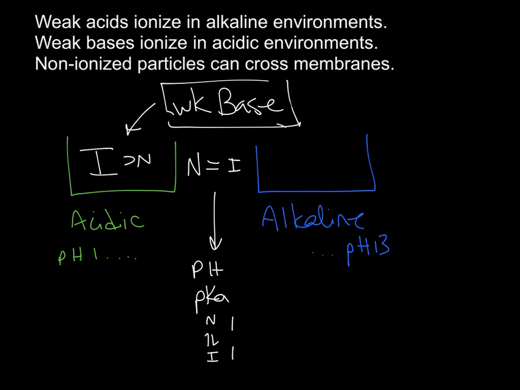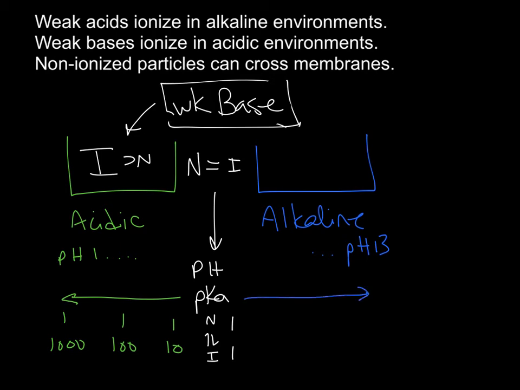So what we're saying is that when the pH equals the pKa, the N to I ratio will be 1 to 1. They're evenly balanced, 50% of each. And as the pH decreases lower and lower than that pKa, we're going to see a skew toward ionization. So for every 1 non-ionized, there'll be 10 ionized, 1 to 100, 1 to 1,000.